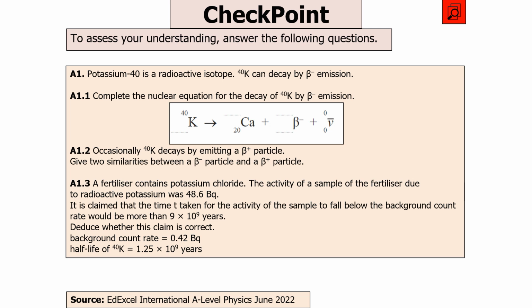Complete the nuclear decay equation for the decay of potassium by beta minus emission. Occasionally potassium decays by emitting a beta plus particle. Give two similarities between the beta minus and the beta plus particle.